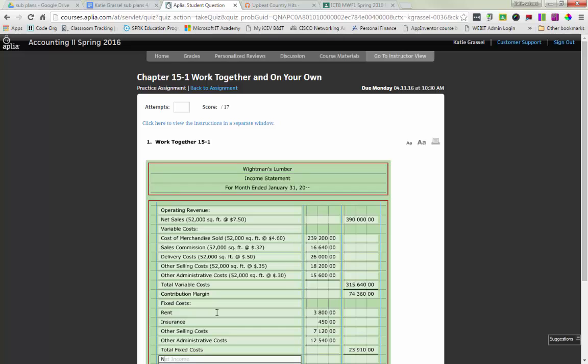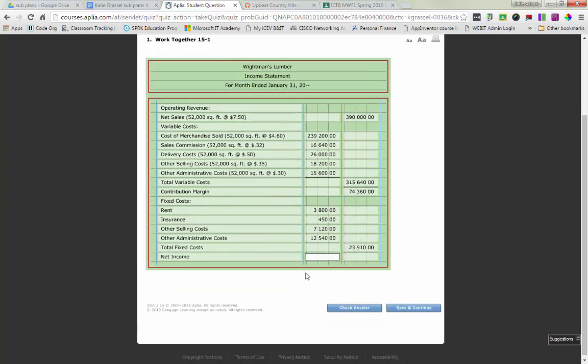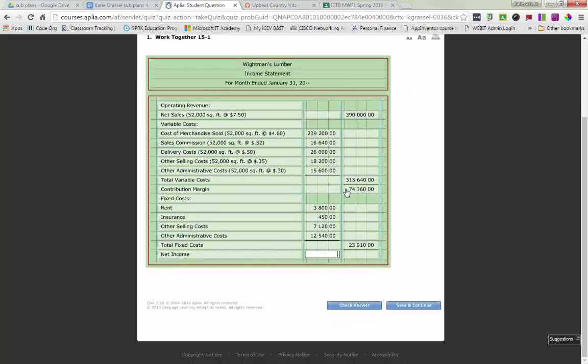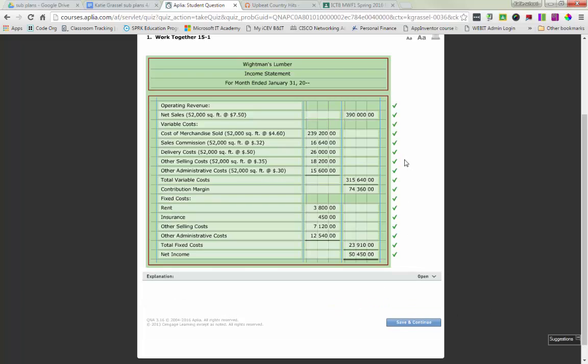And that is going to give me my net income. How do I get my net income? I'm going to take my contribution margin of $74,360, subtract $23,910, and then that will give me $50,450. Check my answer to see if I made a mistake. We're good to go. So that's how you go through and prepare an income statement with a contribution margin.